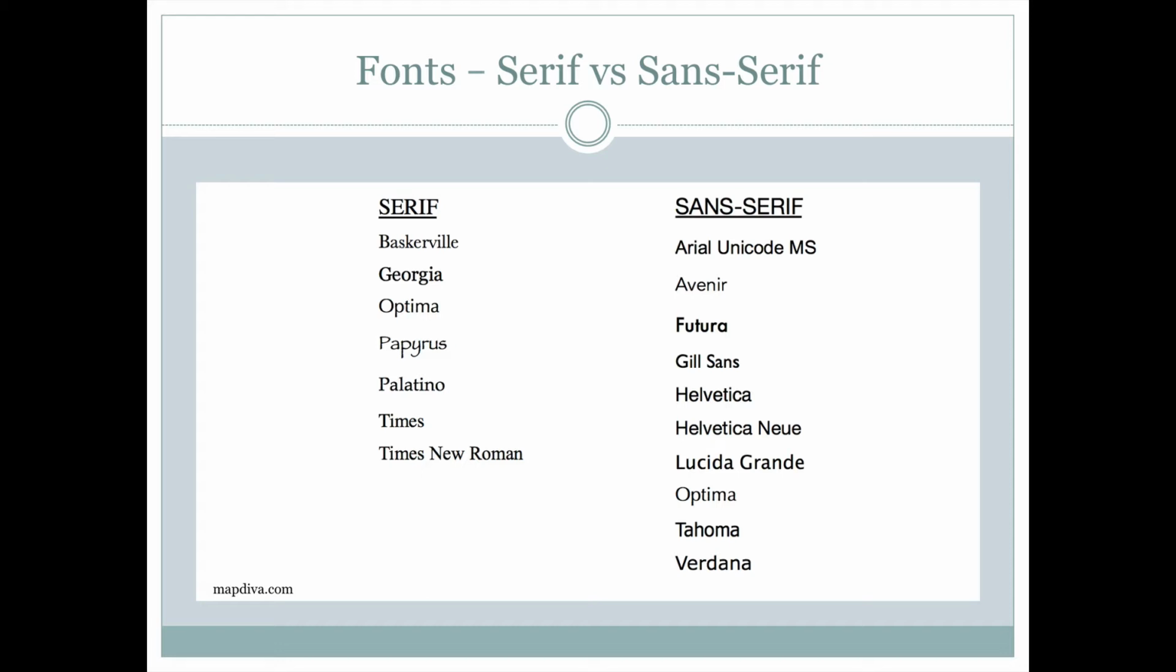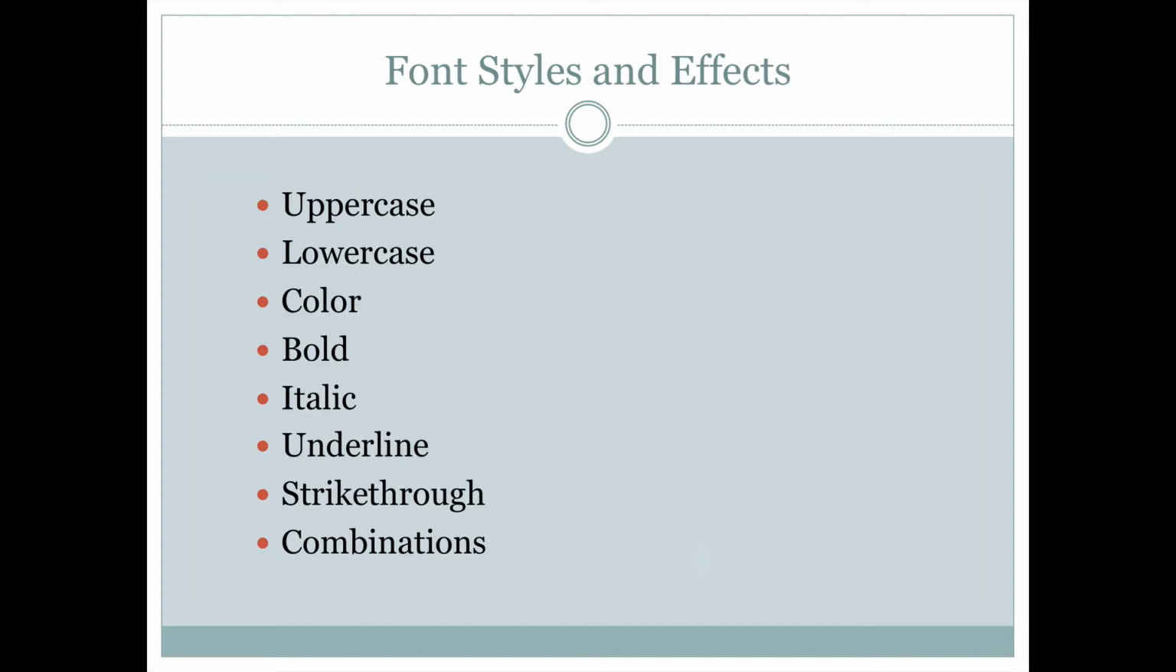On maps, we commonly use both of these together, and these are some common fonts that we often see on maps. In addition to fonts, we can vary the style and effect of letters or labels on a map in a lot of different ways. We can use uppercase versus lowercase. We can vary the color, for example, making labels in the ocean blue. We can change things like bold and italic. We can do things like underline or strike through, or any combination of those things, in the same kind of manner that we could change fonts in a Word document or a PowerPoint presentation.